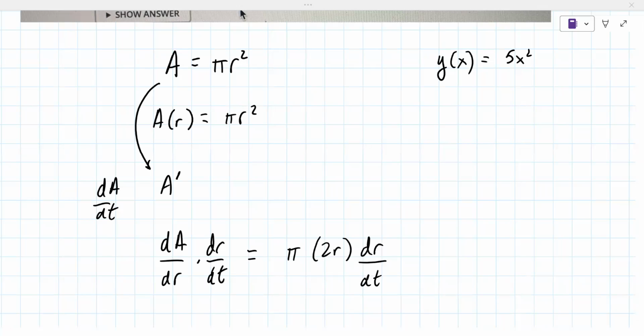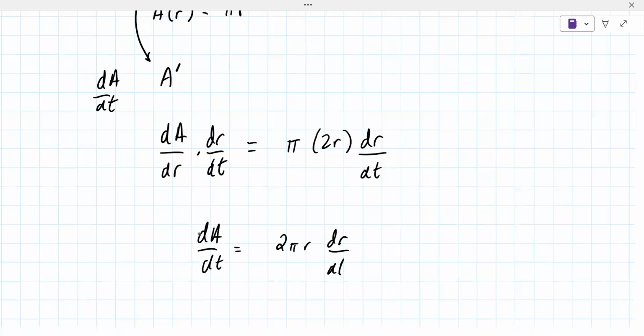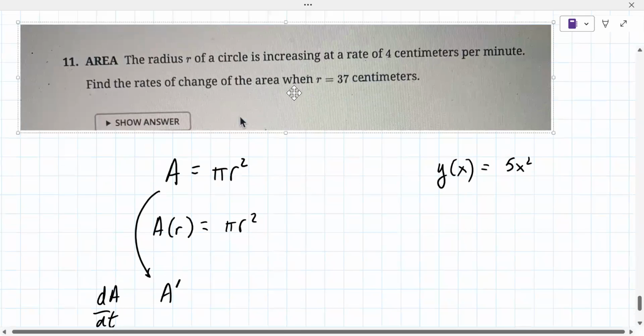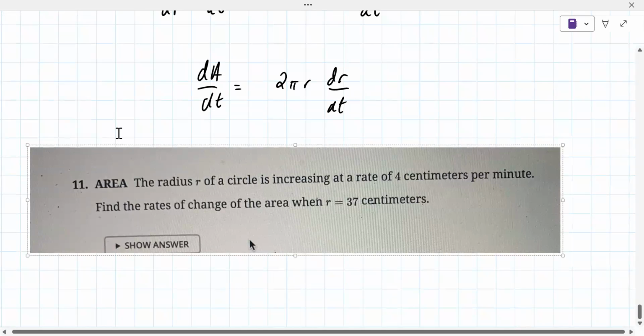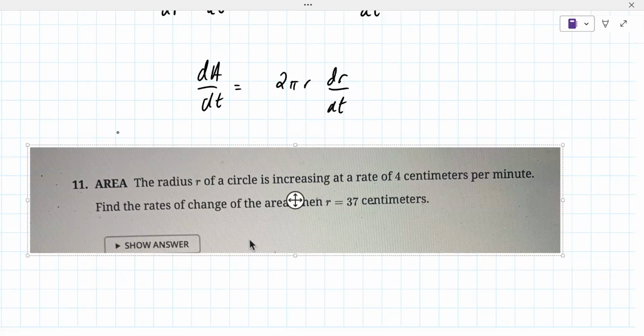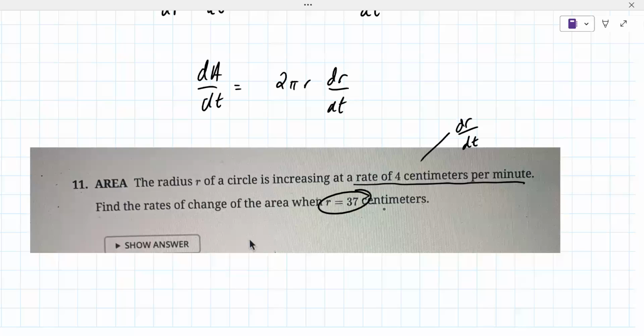So, to summarize on the left, dA dt equals 2 pi r dr dt. And we go back to the given information. What students really struggle with is trying to figure out what's what. It says the radius r of a circle is increasing at a rate of 4 centimeters per minute. That is dr dt, and you know that because of the units. And then they're actually giving you the value of r.